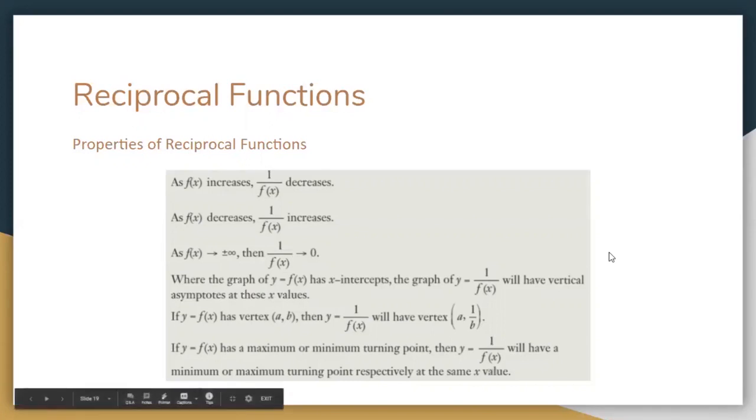So if f(x) has a maximum or minimum turning point, then y equals 1 on f(x) will have a minimum or maximum turning point respectively. We also saw this in the parabola, because in the parabola our turning point was a minimum, but for our reciprocal function it was a local maximum. Note that it wasn't a global maximum, because our curve didn't actually have a global maximum because it trended up towards infinity, but it had a local maximum, which means it had that turning point at that maximum.